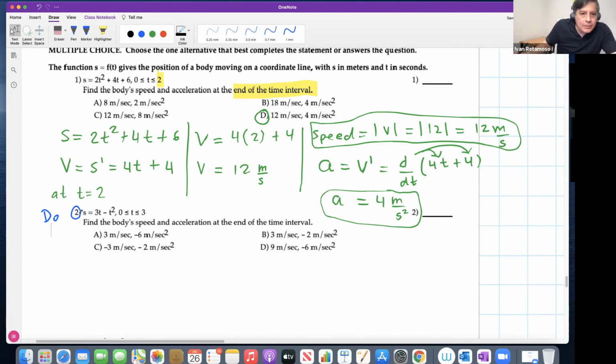They give you the position function again, and they are asking you to figure out the speed and the acceleration at the end of the time interval. As a hint, the end of the time interval for us will now be 3, at 3 seconds. Yeah, great.